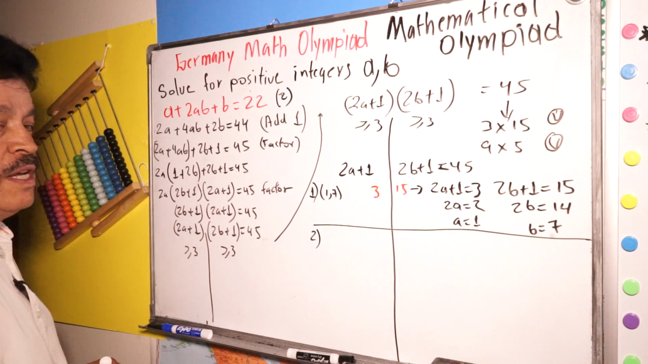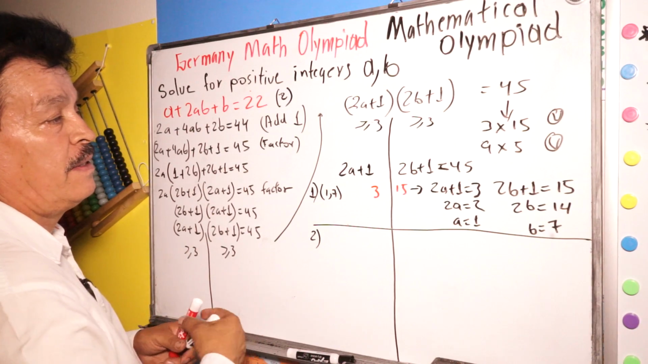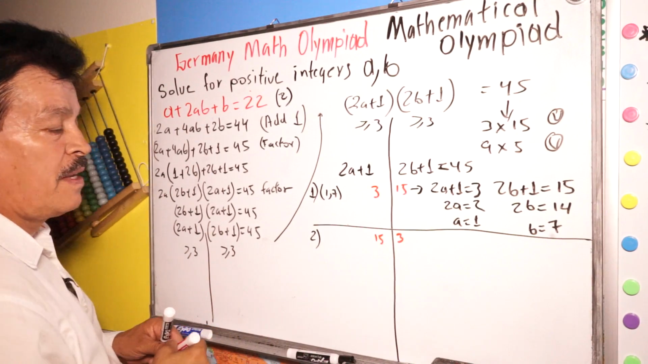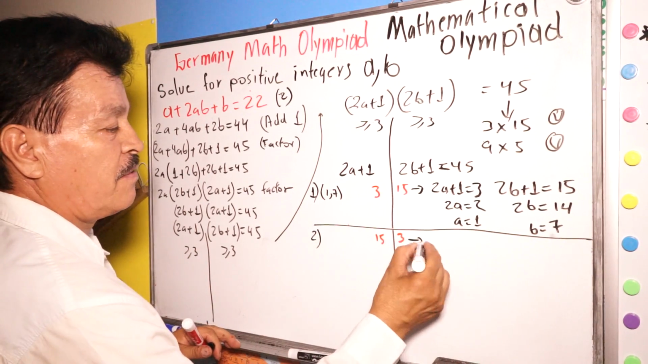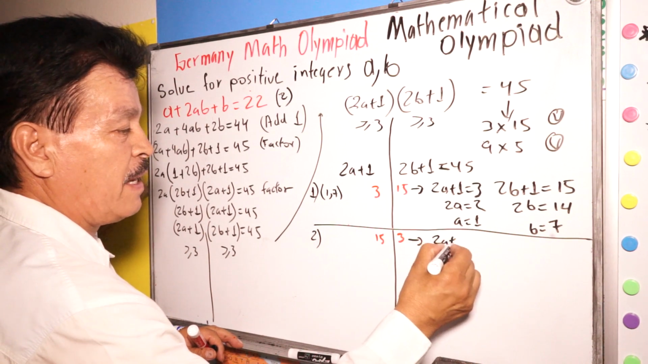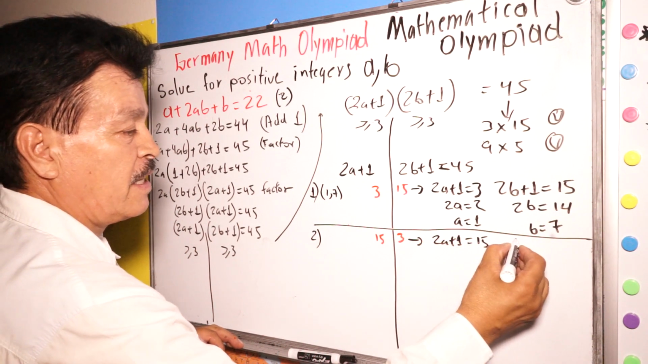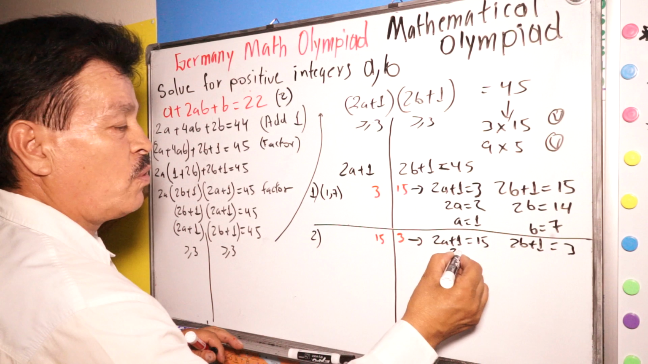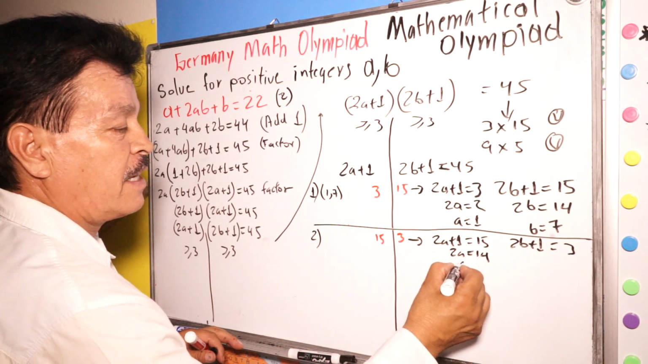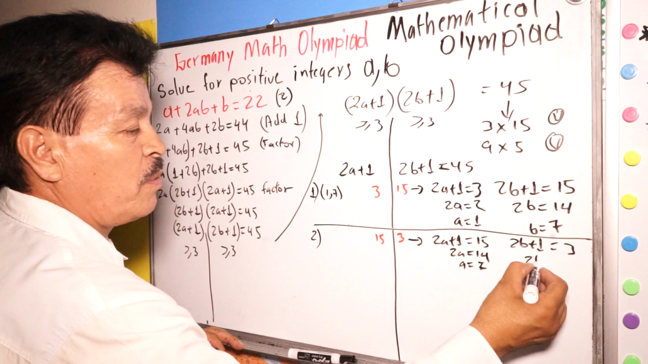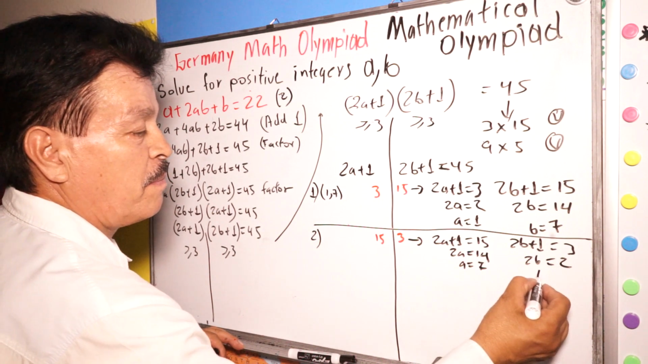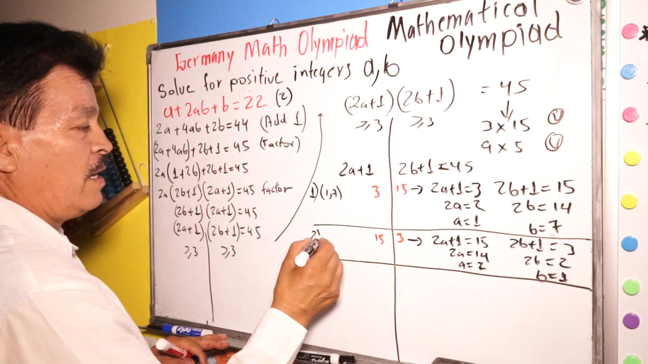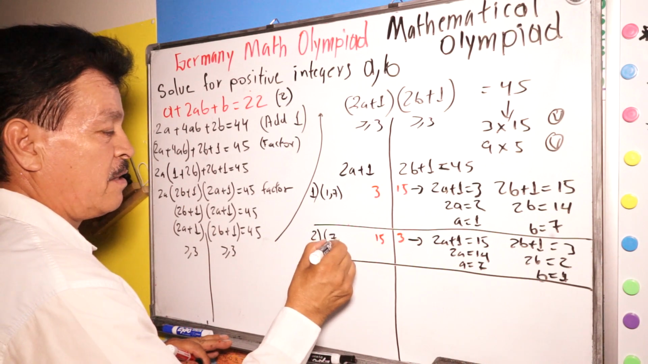Let's see number 2. In number 2 we have the inverse, 15 and 3. So solving like this, with 15 and 3, we have 2a plus 1 equals 15, and then 2b plus 1 equals 3. So 2a equals 14, and then a equals 7. Then 2b equals 2, and then b equals 1. All right, this is the other one we have here: 7, 1.